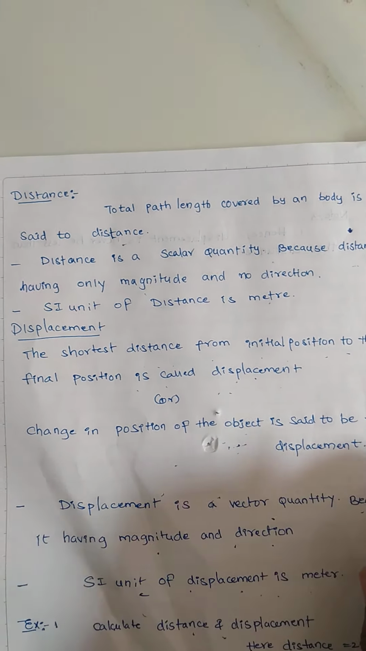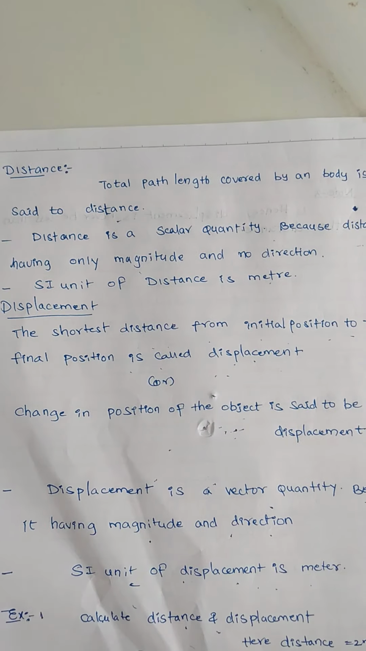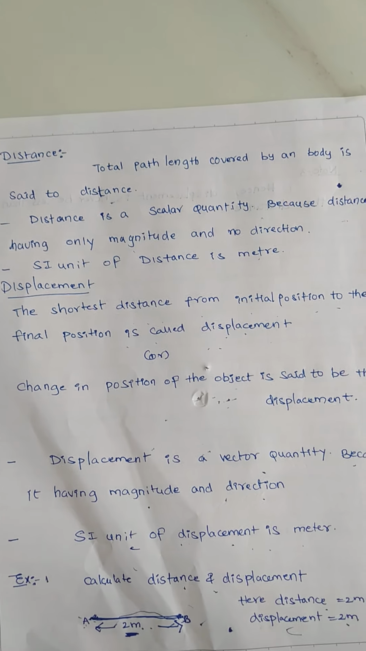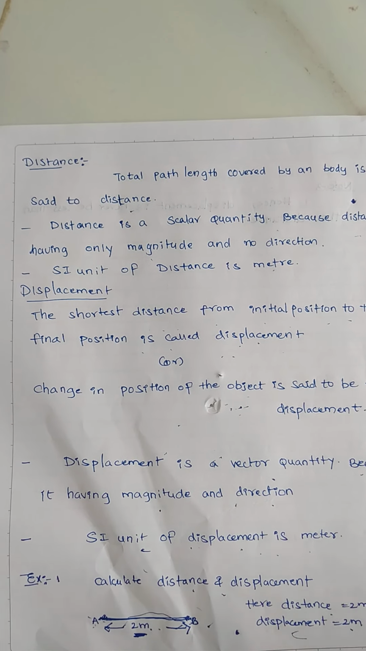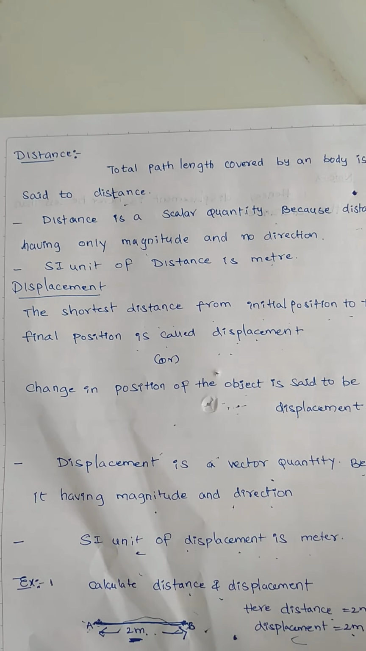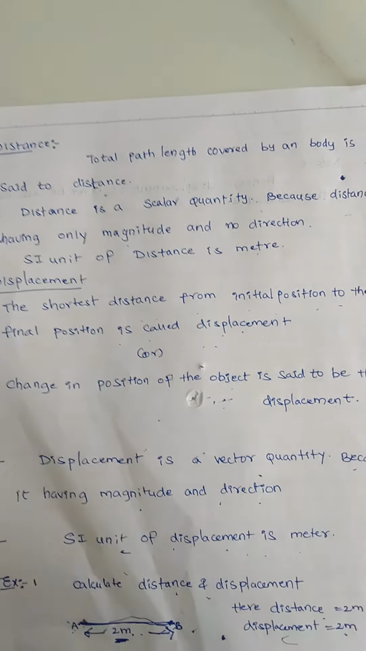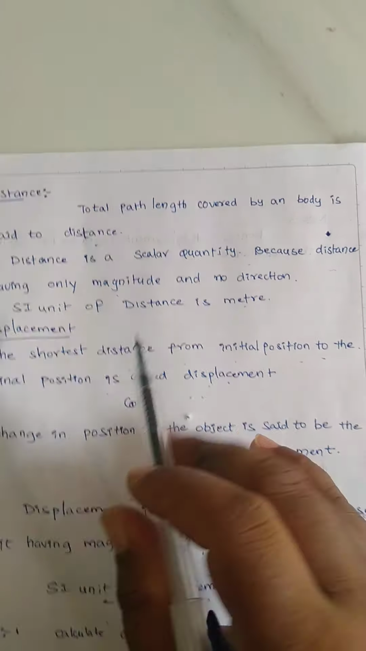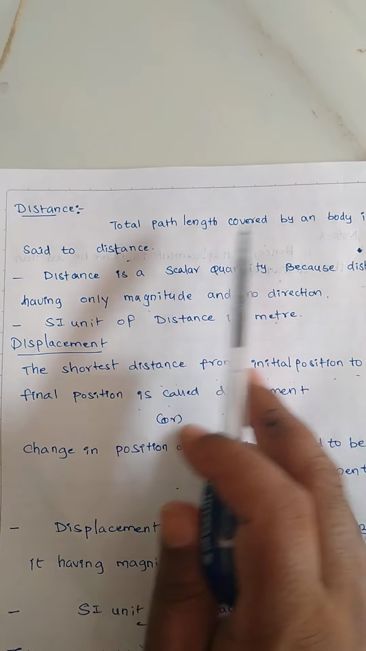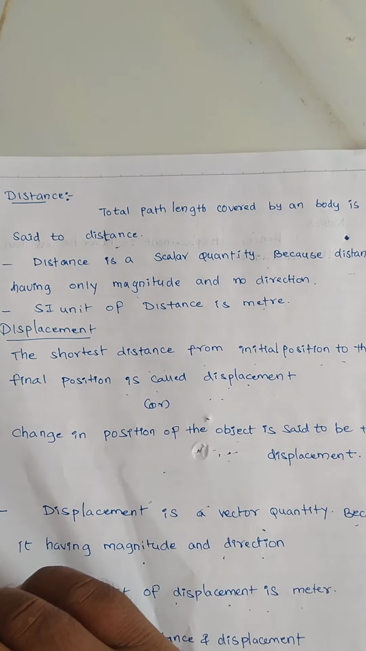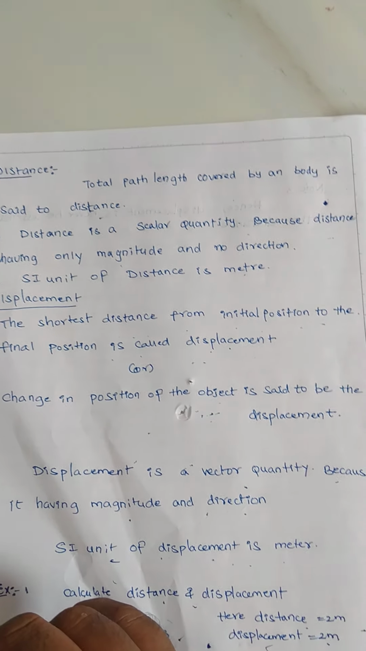Next, I go with some small concepts, small definitions like distance and displacement. And what are the important relations about distance and displacement, I will discuss today with good examples. You see, distance. You know very well, distance means the total path length covered by a body is said to be distance.